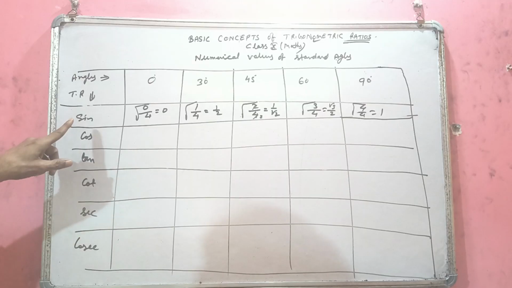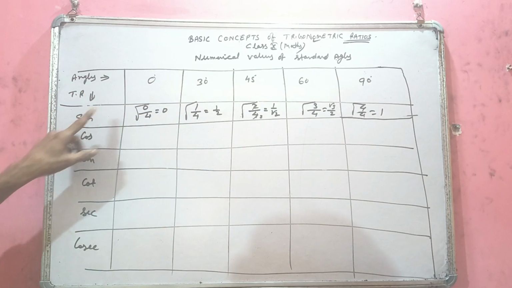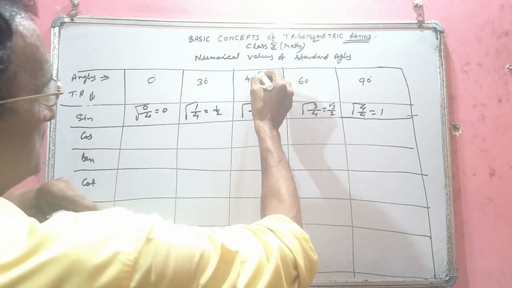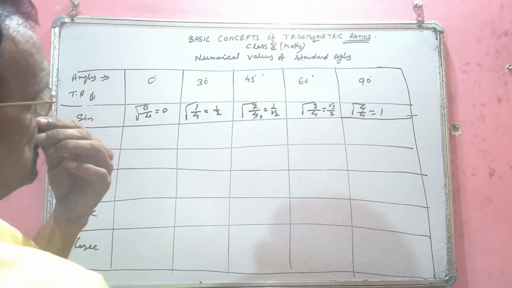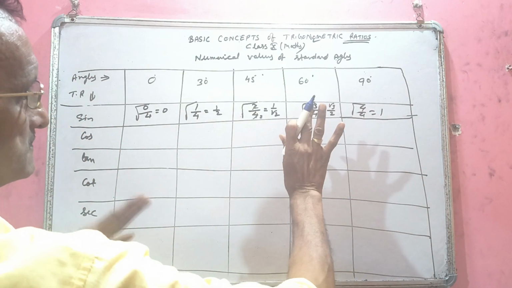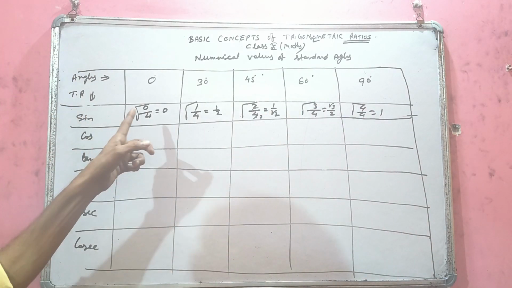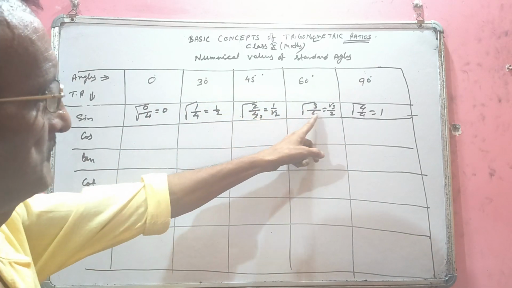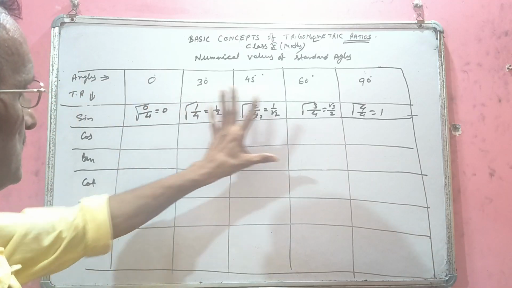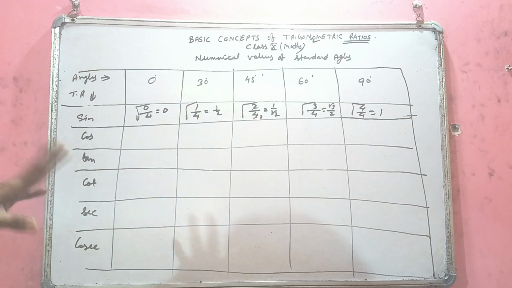You know what you have done? You have got the numerical value of sine 0 degree 0, sine 30 degree half, sine 45 degree 1 by root 2, sine 60 degree root 3 by 2 and sine 90 degree 1. How will you get it? 0, 1, 2, 3, 4 by 4 by 4 by 4 by 4 and root sign and then values. So you have got the value.